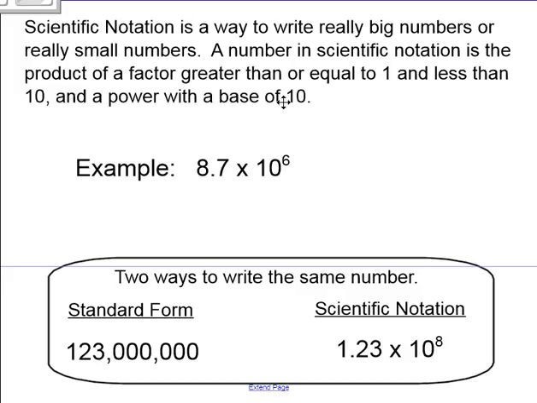To understand the pieces of scientific notation, I have an example here. It is 8.7 times 10 to the 6th power. So scientific notation is really a product. That means it's a multiplication problem. It contains two factors. So we have this first factor here, 8.7, and that happens to be a number that is between 1 and 10. And you can see that 8.7 is in fact between 1 and 10.